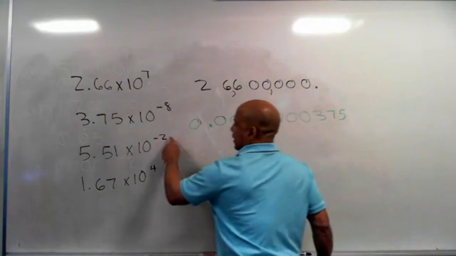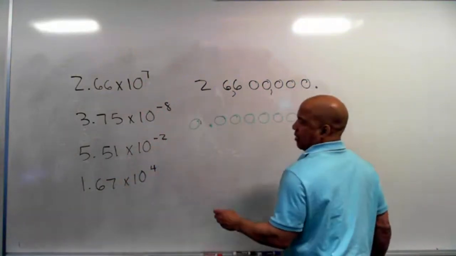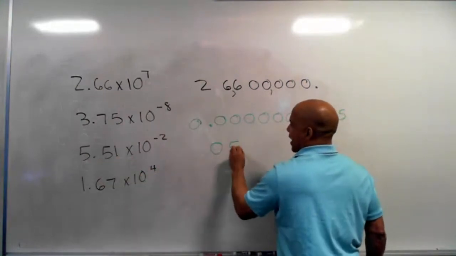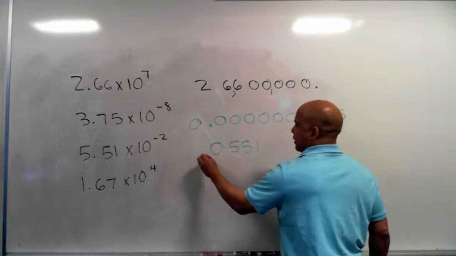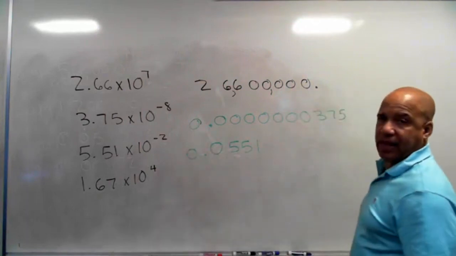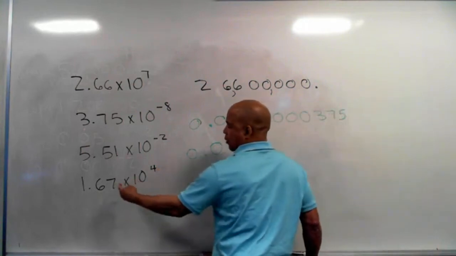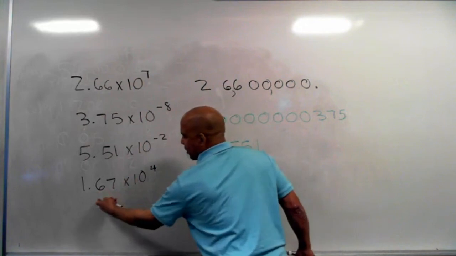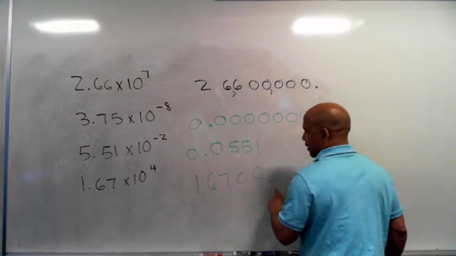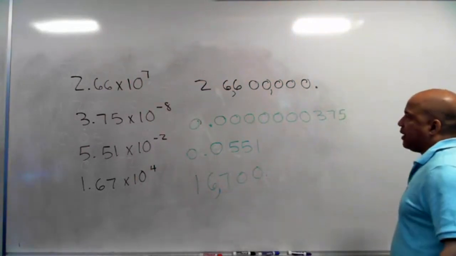On this one, I have to move it to the left 2 times. One of the times is taken up by the 5 right here, so I only have to add 1 zero to that. So 0, 5, 5, 1 decimal point, and just for emphasis, I'll put the other 0 over there on the left. And then this one I'm going to move to the right 4 times, but 2 of those times are taken up by the 6 and the 7, so I just have to add 2 zeros to that. Decimal over here, and if you want to put the comma in there, and that's it.